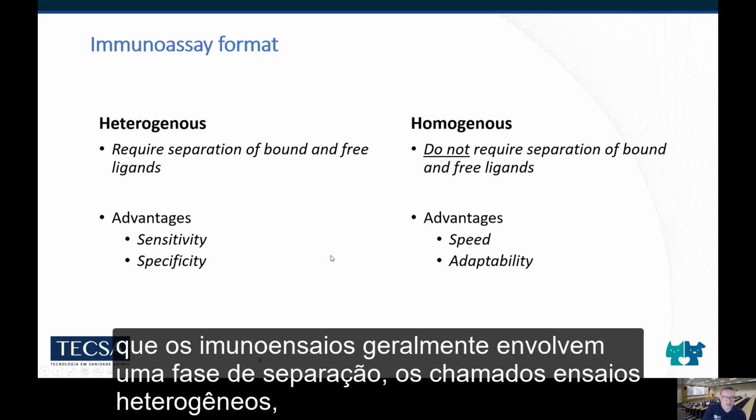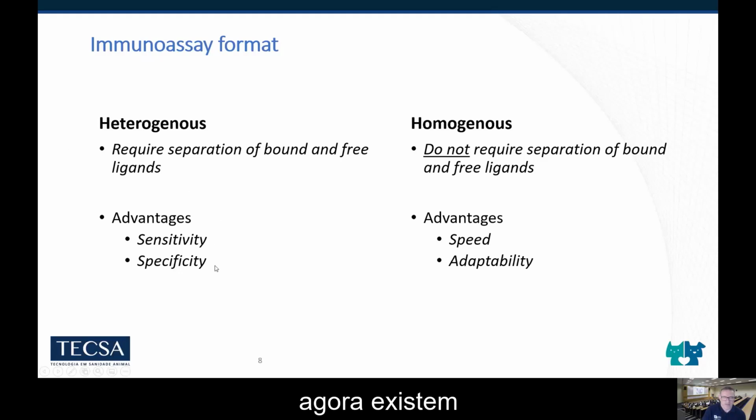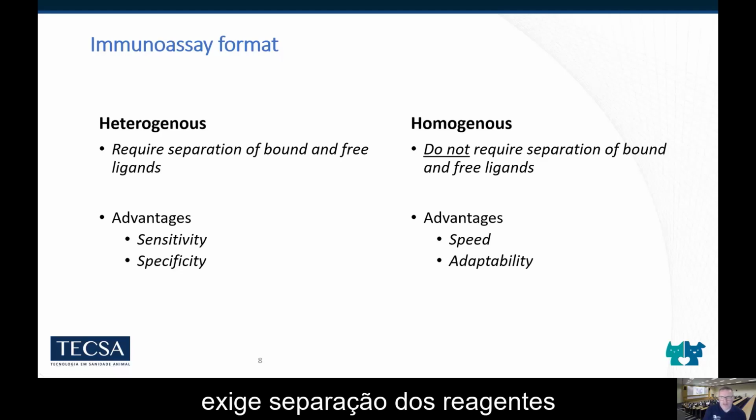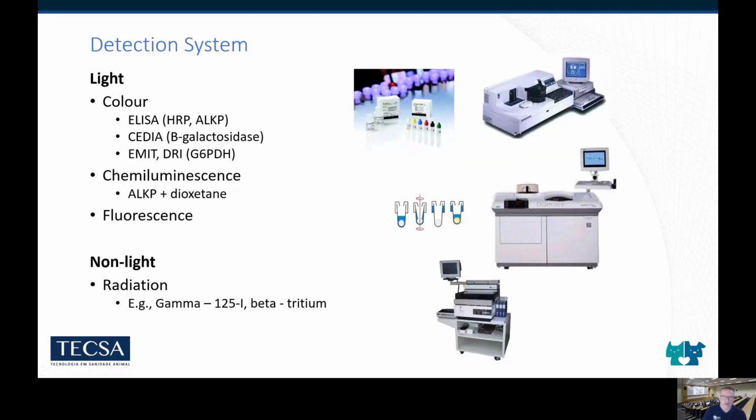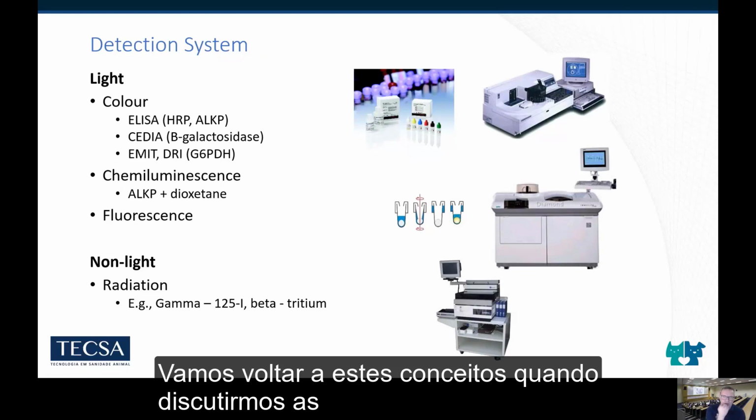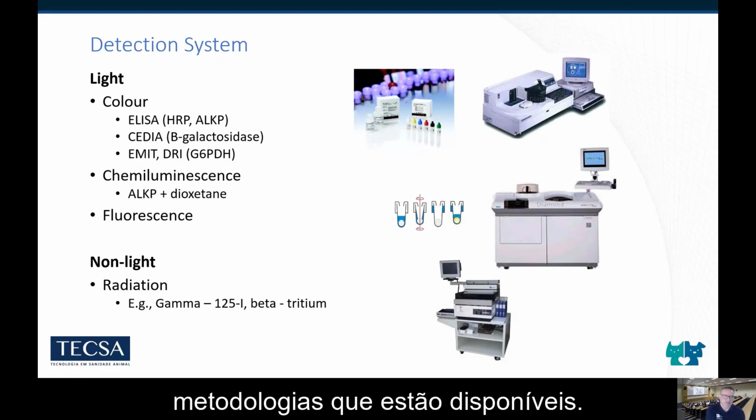Although I've said that immunoassays will generally require a separation phase, which we call heterogeneous assays, there are some technologies now which allow for faster processing, which don't require separation of the bound and the free parts of the reaction. So there's no wash or waste liquid generated as part of that separation step. We'll come back to some of these concepts as we work through some of the methodologies that are actually available.